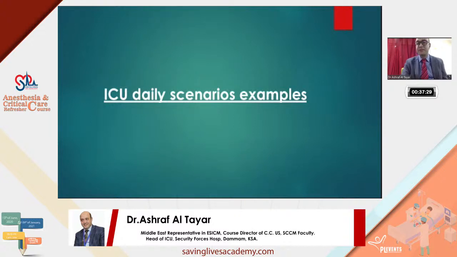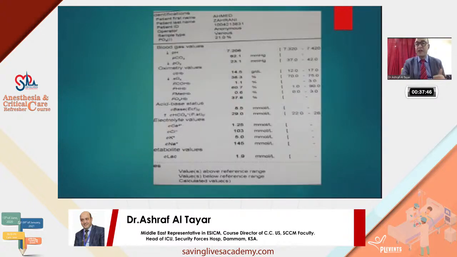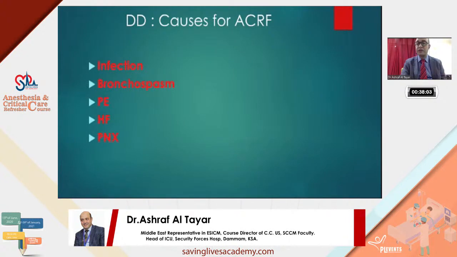Let me end my presentation with a few examples of daily scenarios that we are facing in ICU. How many times, ladies and gentlemen, do you have patients admitted to ICU with acute on top of chronic respiratory failure like my patient here? The differential diagnosis of acute on top of chronic respiratory failure in COPD patients, when they come with type 2 on top of chronic type 2 with very high CO2, low pH, and high bicarb, includes infection, bronchospasm, pneumothorax, electrolytes, muscle weakness, and heart failure.